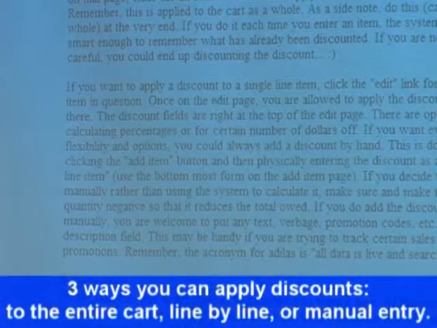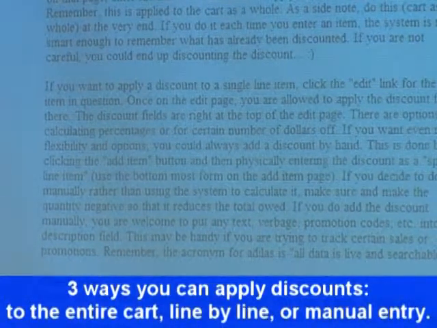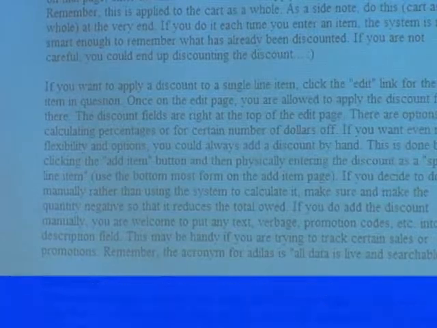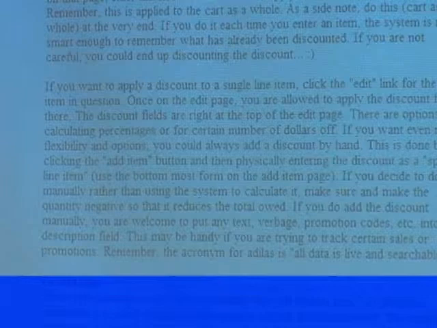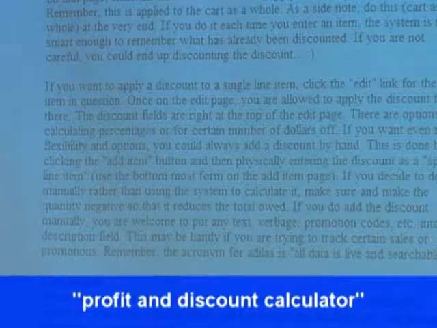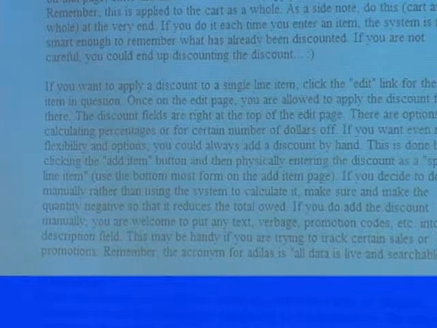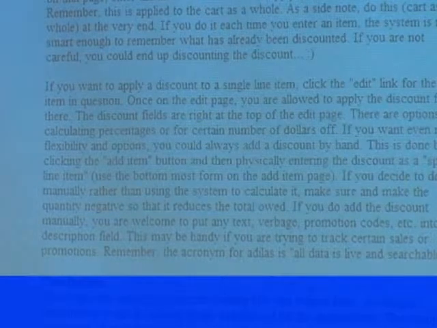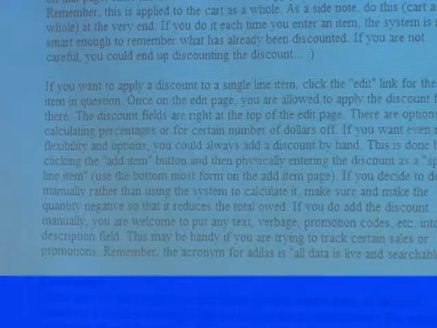Basically, there are 3 ways to apply a discount, either on the entire cart, line by line, or doing a manual entry. If you want to apply a discount to the entire cart as a whole, look for a link at the top that says Profit and Discount Calculator, Cart as a Whole. You must have at least one item in the cart for this link to show up. Once on that page, enter the discount rate and then apply the discount to the cart. Remember, this is applied to the cart as a whole.